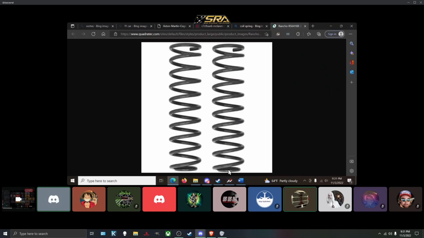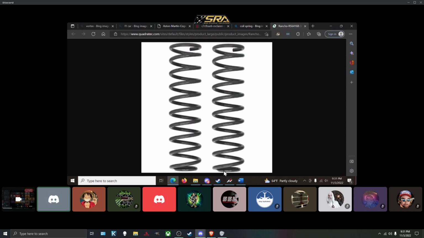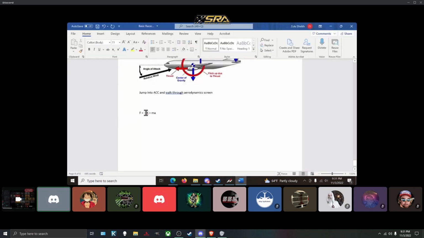Now, X is the displacement. So if this is my natural level of the spring, the more I compress the spring, the more that force is, right? So basically, if you look at a spring displacement plot, it'll be linear, okay? So my force increases linearly, right?